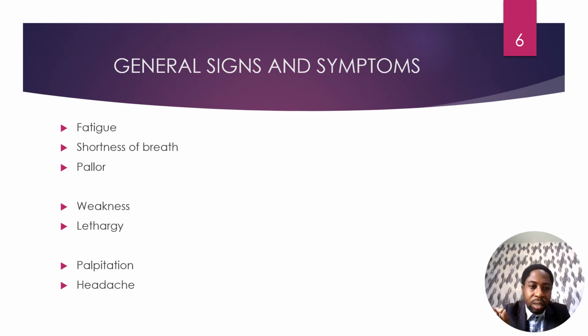So we have fatigue, shortness of breath, pallor, that's to become pale, weakness, lethargy. Lethargy means you lack energy or motivation to carry out your activities. You become very, very sluggish. Then we also have palpitation, that's increased heart rate. Your heart beats faster and also irregularly. And we have also headache. So these are the general signs and symptoms of anemia. These symptoms generally result from decreased oxygen supply to the various parts of the body.